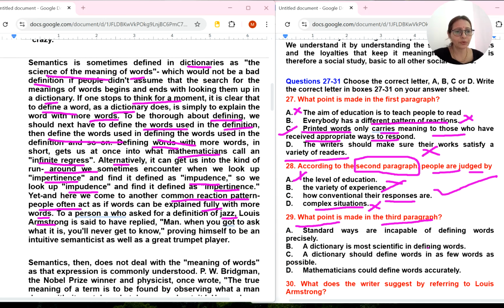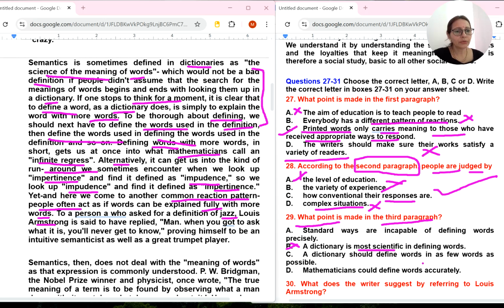Dictionary is most scientific in defining words. No, because here they were talking about dictionaries as the science of the meaning of words, which would not be a bad definition if people didn't assume that the search for... So this we can't select. Dictionary is most scientific: this is not given. It is false. You can't say it is most scientific. It is not there. So confusion is there. So B we will not select.